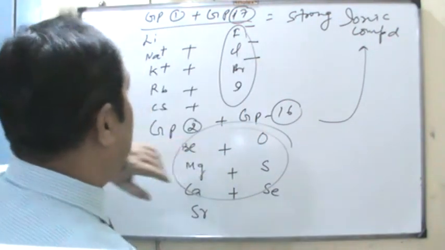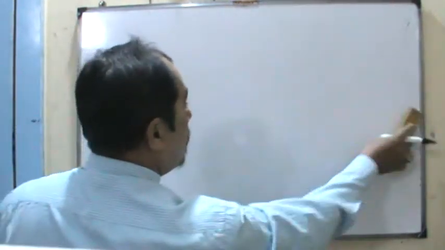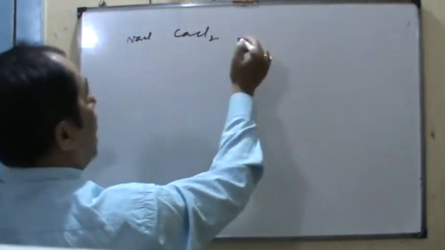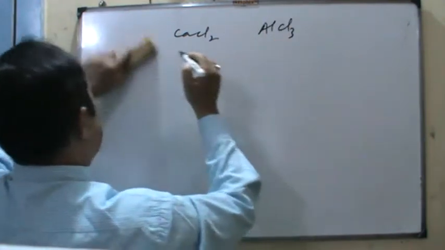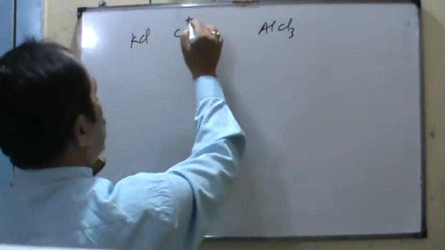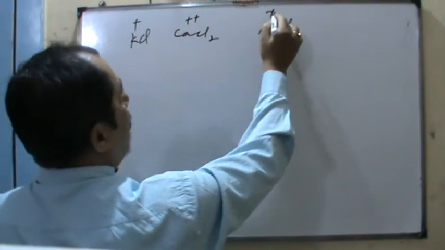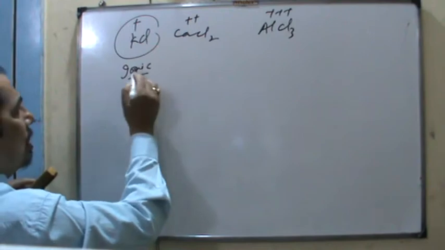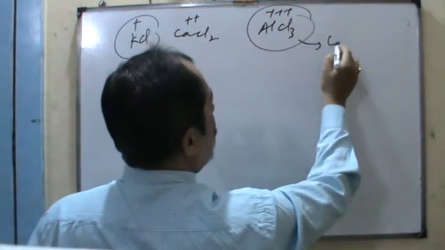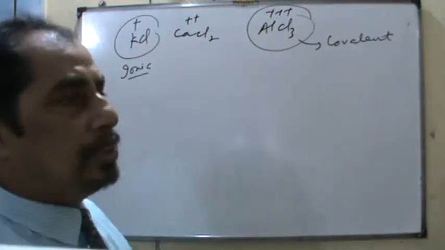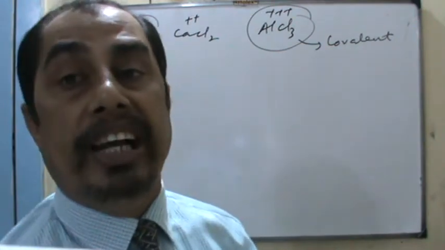So they are mainly ionic and partially covalent, but once you increase the positive charge, like NaCl, CaCl2, AlCl3, it is difficult to lose 2 electrons, it is difficult to lose 3 electrons, so that is mainly covalent but partially ionic. The reason behind it is: the more the positive charge, the lesser the ionic character, and vice versa.